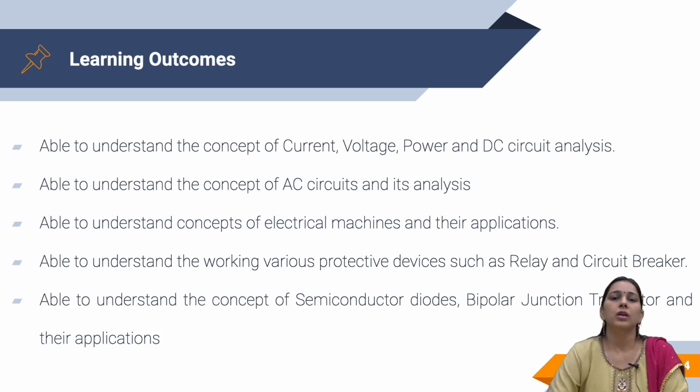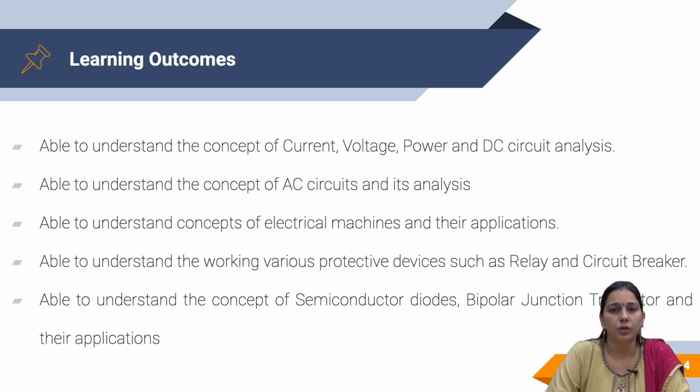When we are talking about the learning outcomes of this particular course, the main outcomes after understanding and covering the content are: number 1, for module 1, you will be able to understand the concepts of voltage, current and power and the DC circuit analysis. When we are talking about the AC circuits, that is the second module, the outcome would be you will be able to understand the concepts of AC circuits and its analysis part.